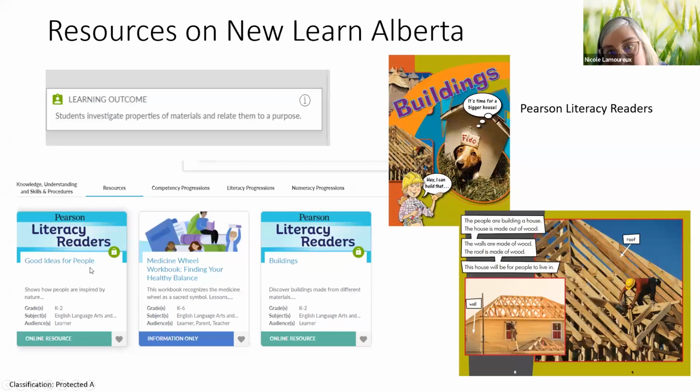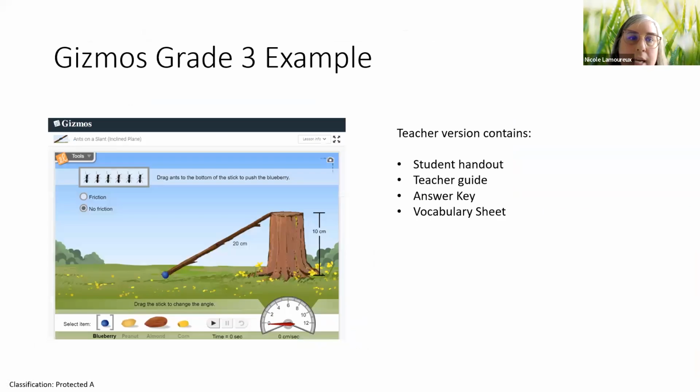In K-3, there are these Pearson literacy ebooks. These ebooks can be shared with students via a link, or you can put them on the board and use them as a supplemental resource. For grade 3, Alberta Education has aligned, vetted and authorized the resources for Gizmos.